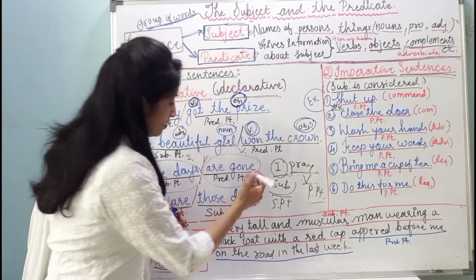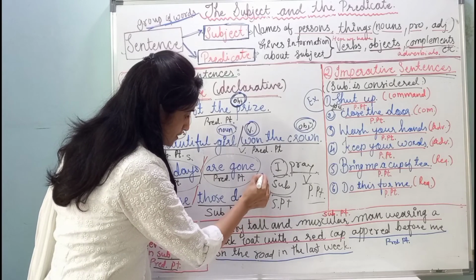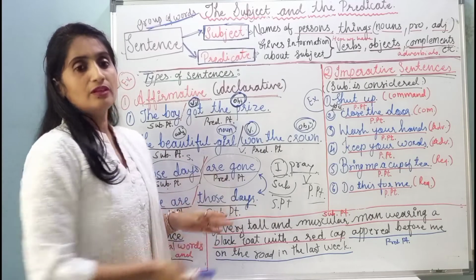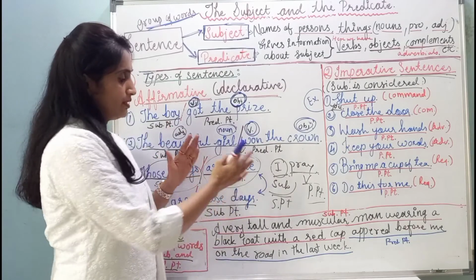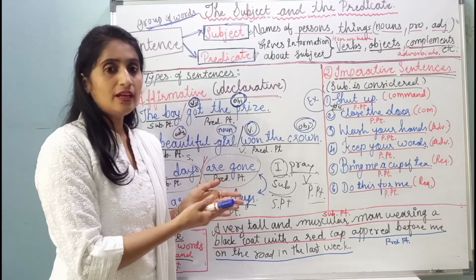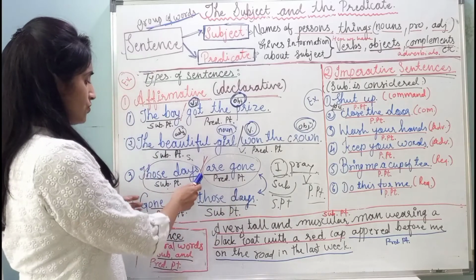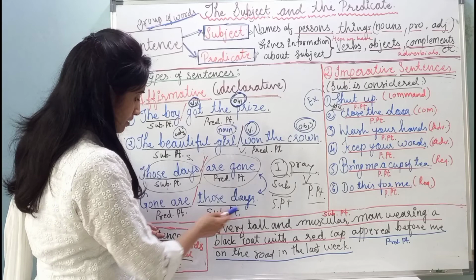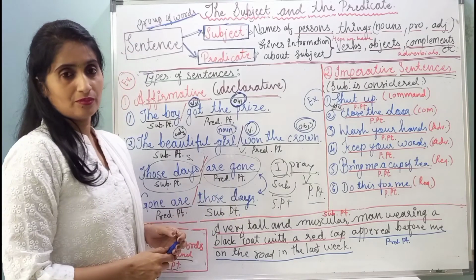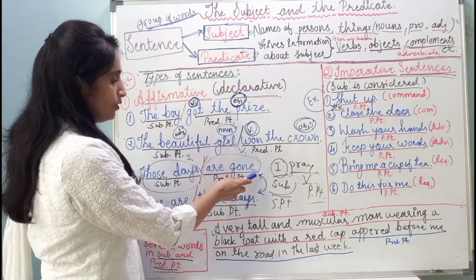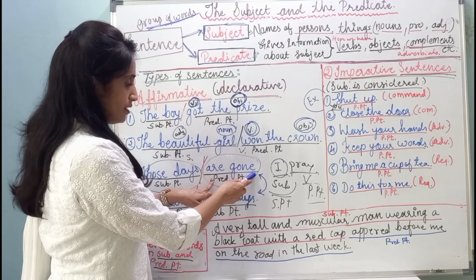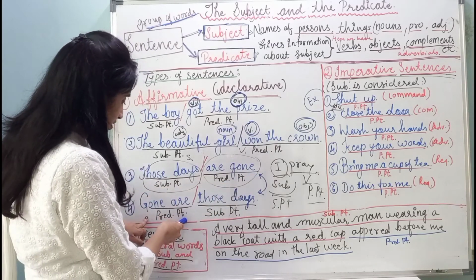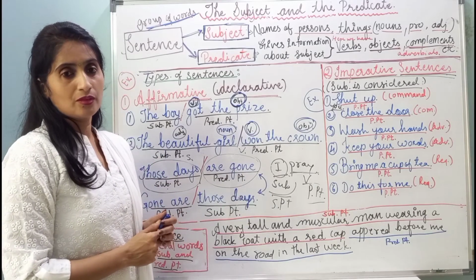Now let us compare these two sentences. Same sentence but written in a different way. एक ही sentence differently लिखा गया है. Those days is the subject here. It is written in the second part. And are gone, here in the first sentence, it is in the second part. It has come here in the first part.